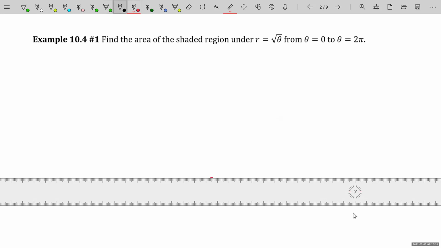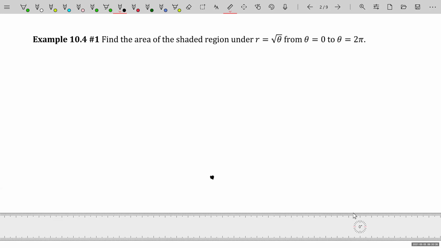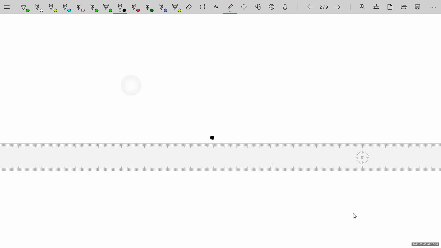So I'm going to go ahead and draw in the pole. There's the pole right there. And I'll draw in the polar axis.